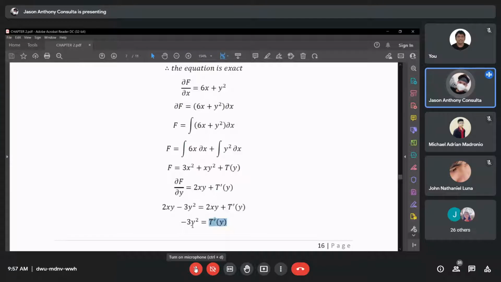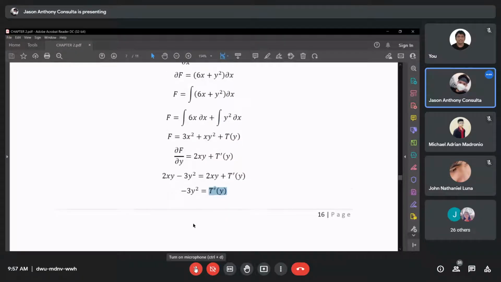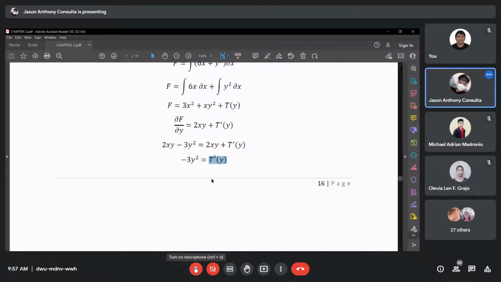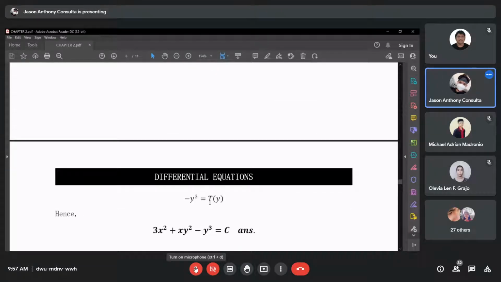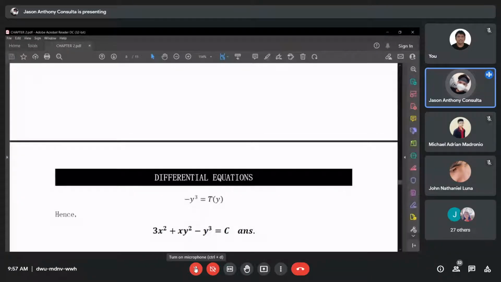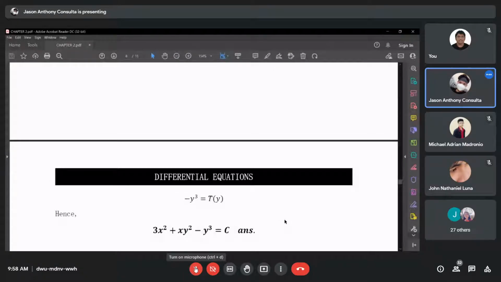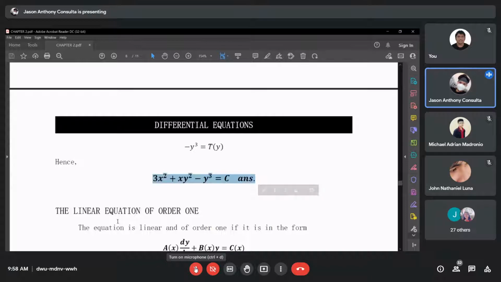When you find t primes of y, integrate to find t's of y. Then substitute the t's of y into the f we computed earlier. Then replace f with c. So that will be the final answer. This linear equation of order 1 is for after the midterms.